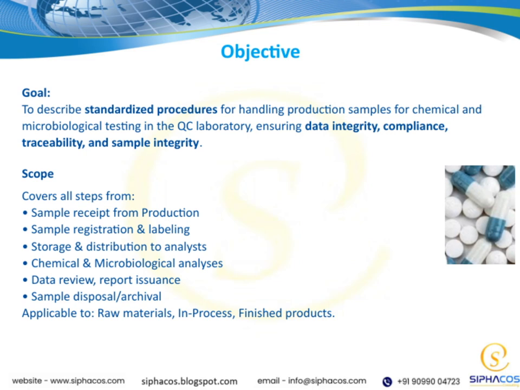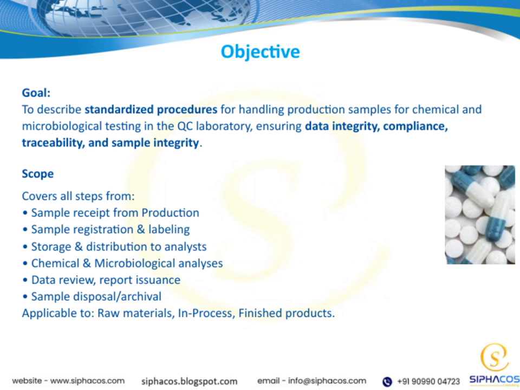and reliable. The scope of these procedures covers every stage, starting with the receipt of samples, then moving on to proper registration and labeling to avoid mix-ups. Next, we focus on storage and the controlled distribution of samples to the analysts, which helps maintain their integrity. When it comes to analyses, whether chemical or microbiological, following standardized procedures is essential for obtaining accurate and reproducible results.